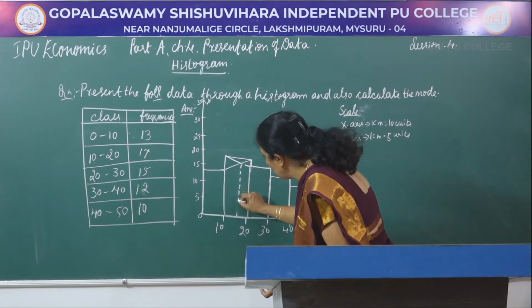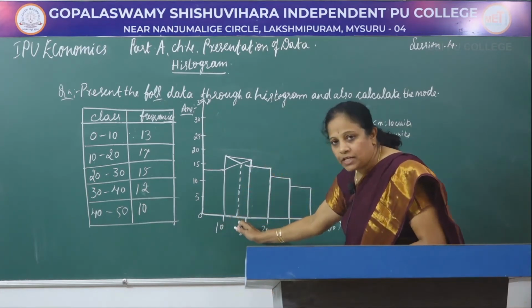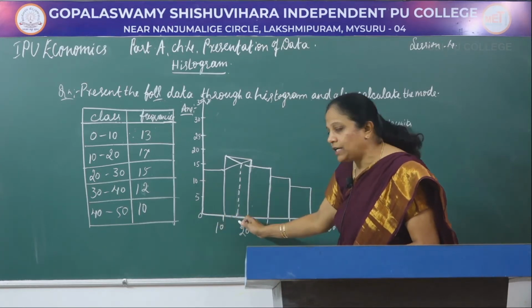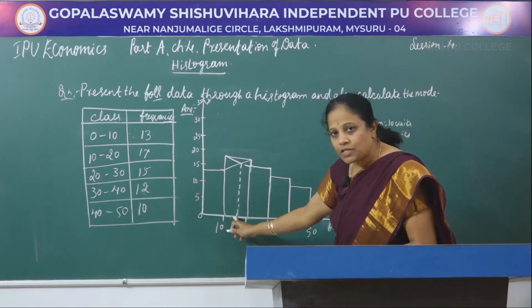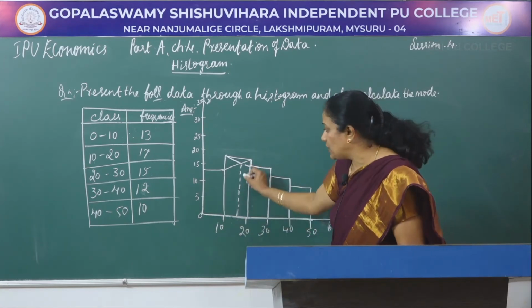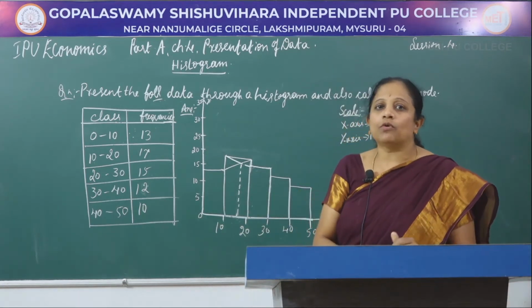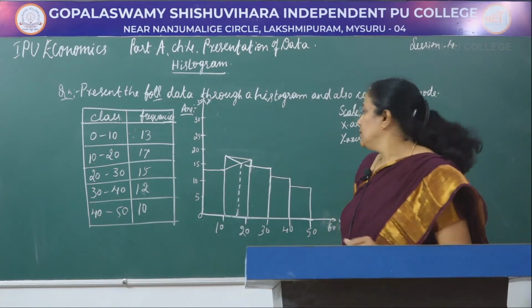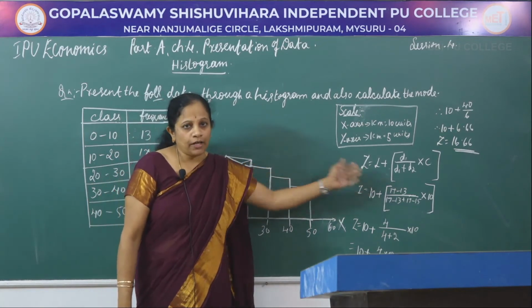Now we have located the mode, that is somewhere after 15. It is not just in the mid between 10 to 20, it is just after the mid value, that is 15. So after the mid value we have located the mode. Now let us check the value of the mode that we have located with the help of a formula, that is, let us calculate the mode with the help of a formula.